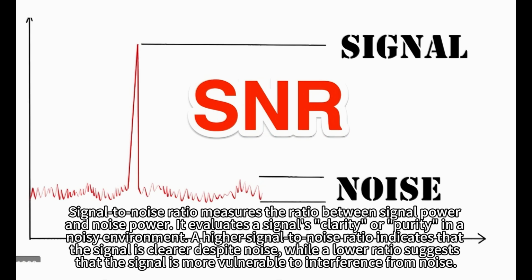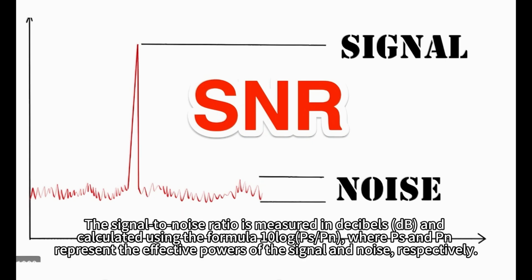Number 16. SNR. Signal-to-noise ratio measures the ratio between signal power and noise power. It evaluates a signal's clarity or purity in a noisy environment. A higher signal-to-noise ratio indicates that the signal is clearer despite noise, while a lower ratio suggests that the signal is more vulnerable to interference from noise. The signal-to-noise ratio is measured in decibels, dB, and calculated using the formula 10 log Ps.